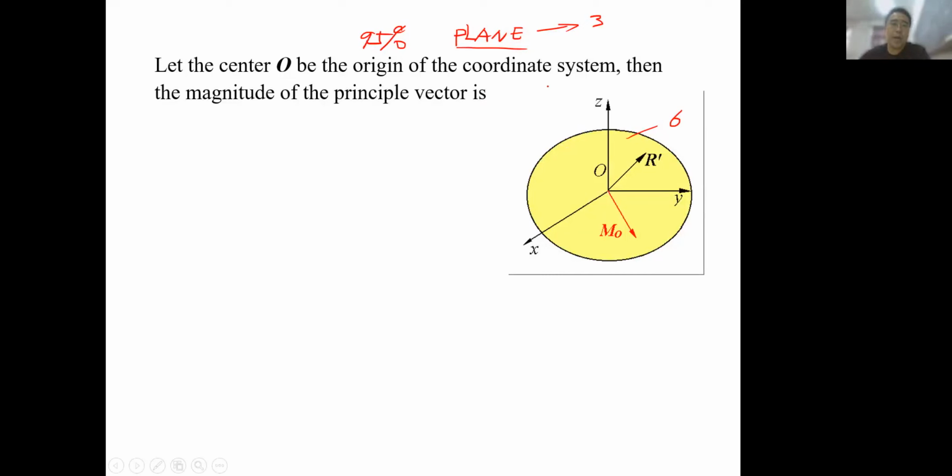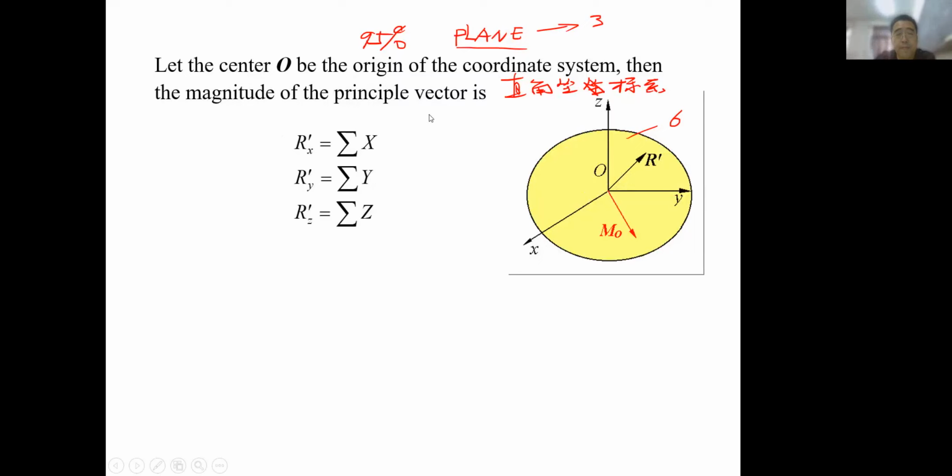So let the center O be the origin of the coordinate system. Coordinate system in Chinese is the Cartesian system, we call that 直角坐标系, right? It's very often used to denote the 3D system. I'm sorry, I wrote 坐 two times. 直角坐标系, right? And then the magnitude of the principal vector is, you see?